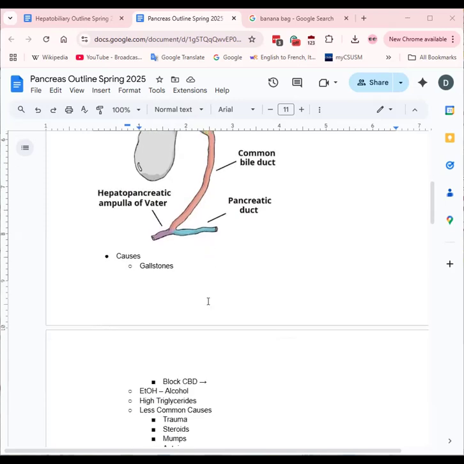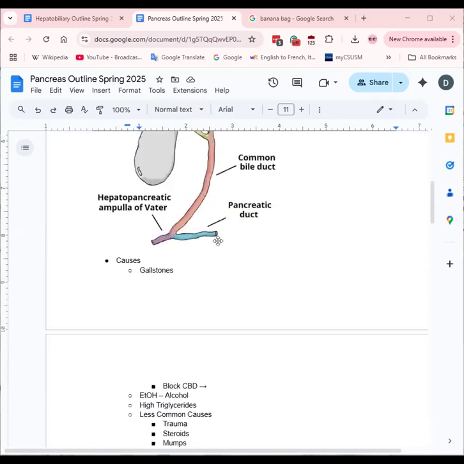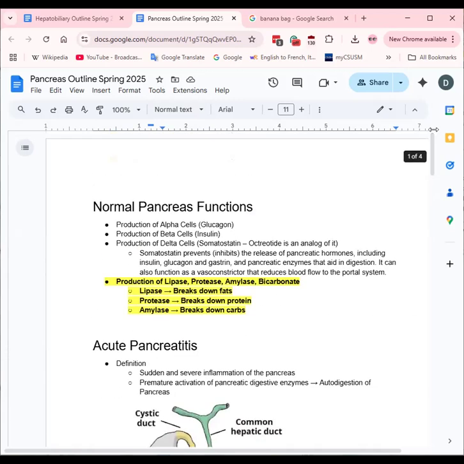But the point is they all work together, and if this part is obstructed, the pancreatic enzymes are going to be backed up. And if they're backing up and there's nowhere for them to go, they get stuck in the pancreas, where you have an abnormal amount of it, which is going to lead to it starting to break down the pancreas.